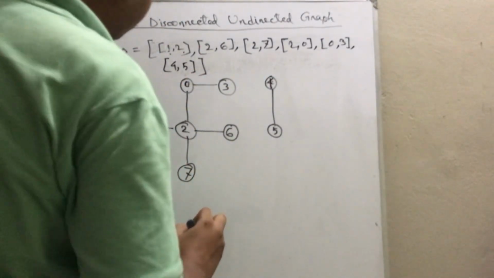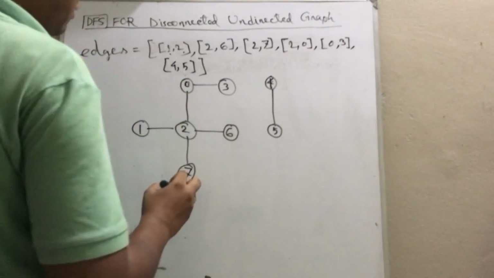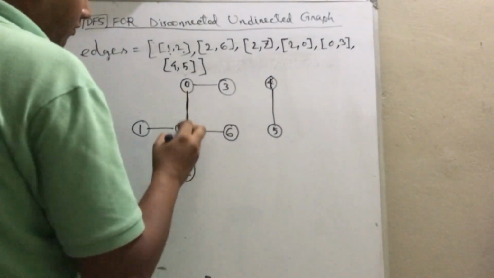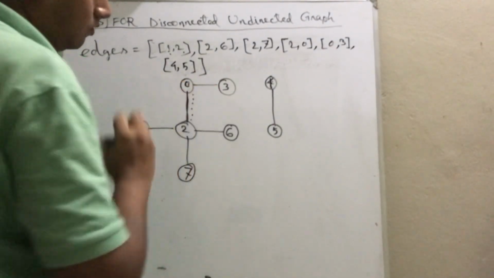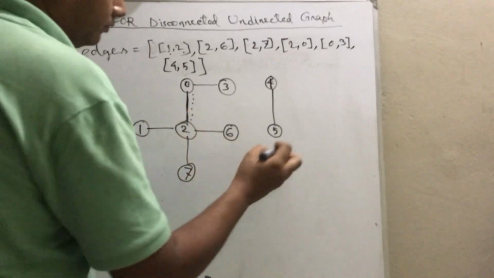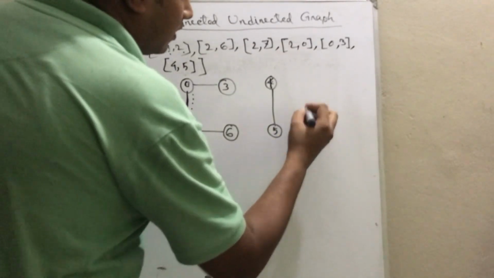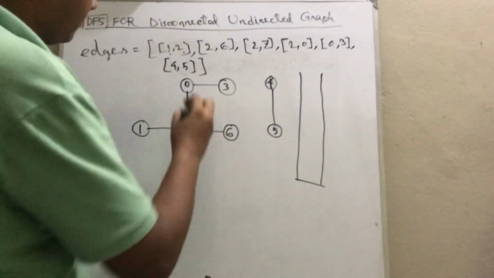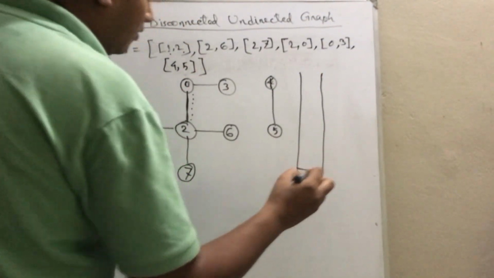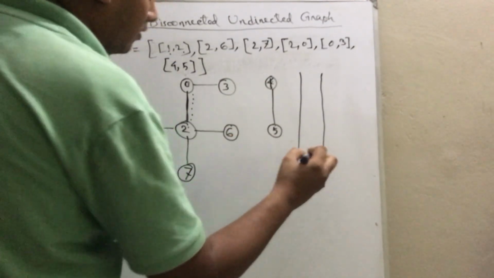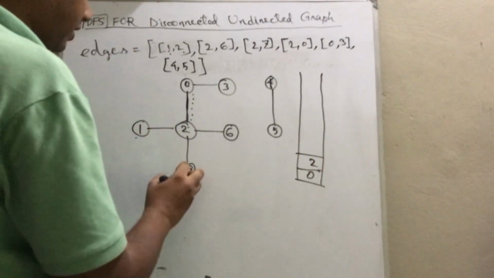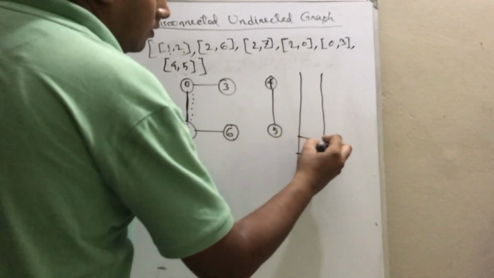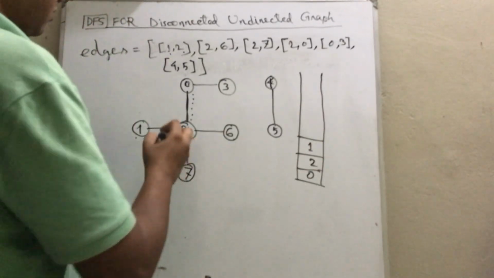From 0, depth first, we go to 2. Let's say it's in a stack, I think it is much easier to understand. From 0 we go to 2. Now what are the neighbors of 2? 1, 7, 6. So let's first go to 1.